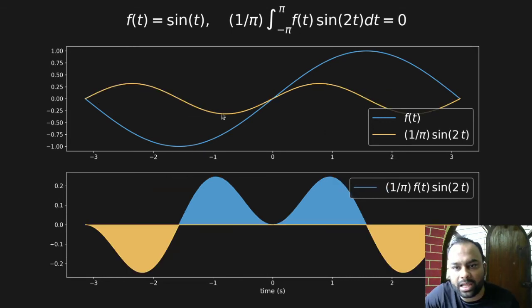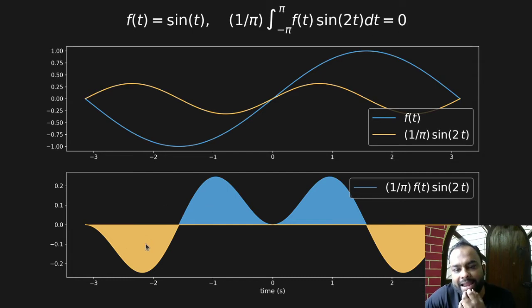So with that said, if I proceed further, now look carefully at what I just did. This blue one is again sin t, which is the signal. We are now multiplying that with 1 by pi sin 2t, which is this yellow one. We are actually trying to see this integration, 1 by pi integration from minus pi to pi of the signal times sin 2t dt.